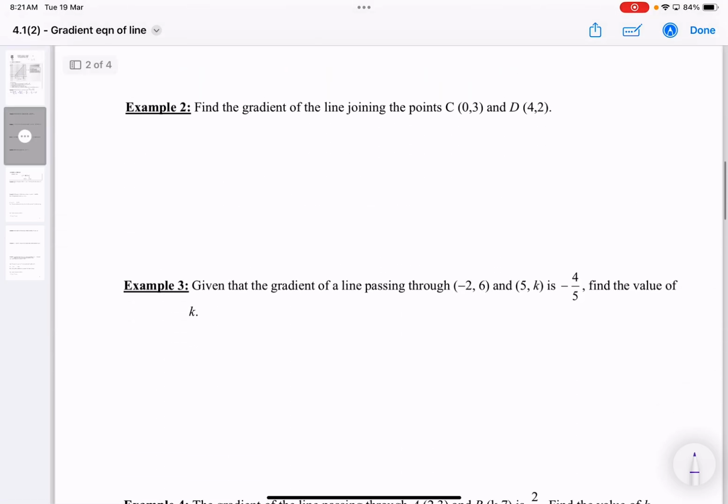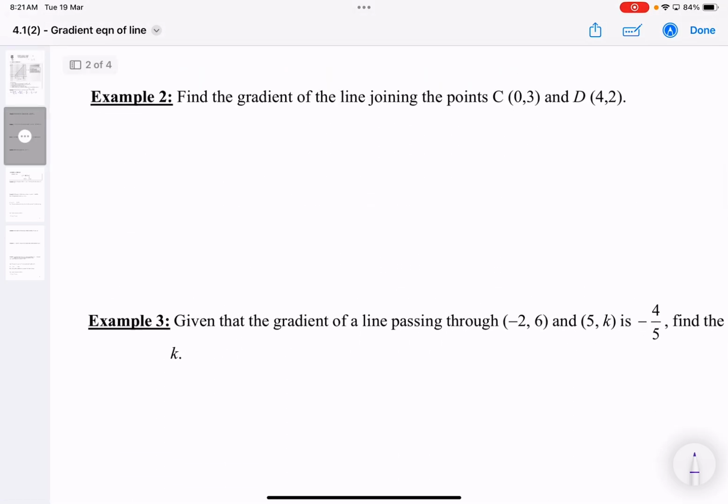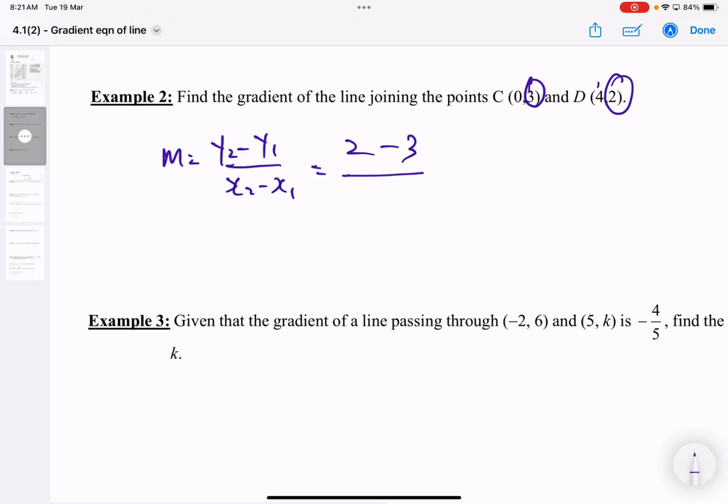Now let's move on to example number 2. Find the gradient of a line joining the points C and D. I teach you guys a faster way to do it. So you know that the gradient is y2 minus y1 over x2 minus x1. I just need to take the back one minus the front one. 2 minus 3 divided by 4 minus 0. So I'm going to get negative 1 over 4. Answer is negative 1/4.